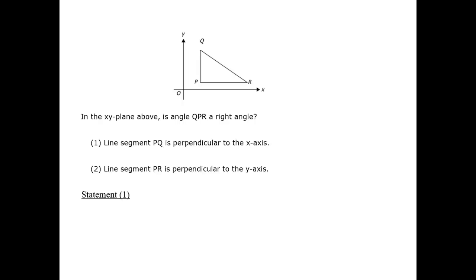But we still don't know whether the angle QPR is a right angle, because, for all we know, the horizontal line might be a degree or two tilted away from flat, or it could be flat. So we cannot answer the question definitively in either the positive or the negative. That means the first statement is insufficient.